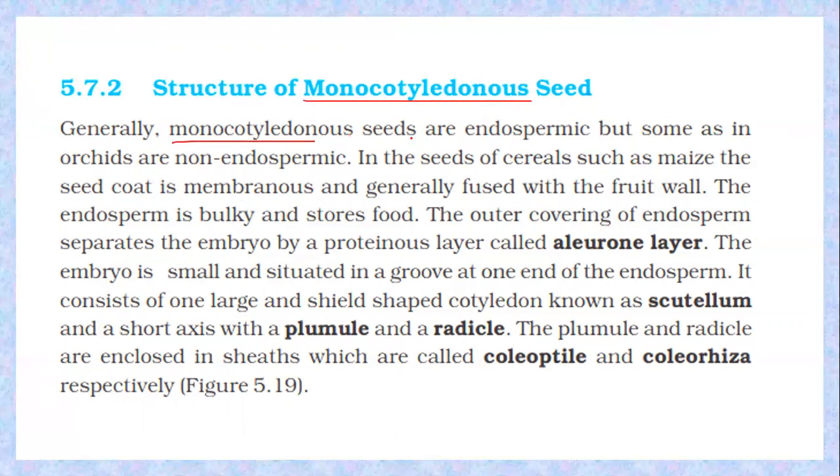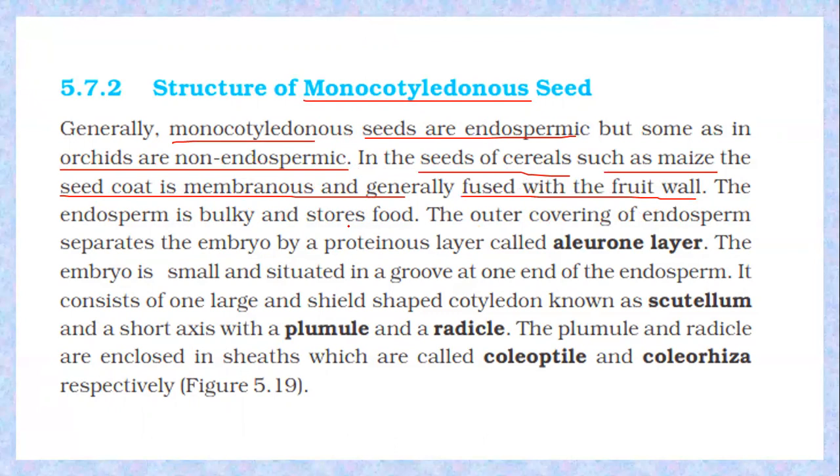Monocot seeds are generally endospermic, but as in orchids they are non-endospermic. In the seeds of cereals such as maize, the seed coat is membranous and is generally fused with the fruit wall. The endosperm is bulky and stores food.